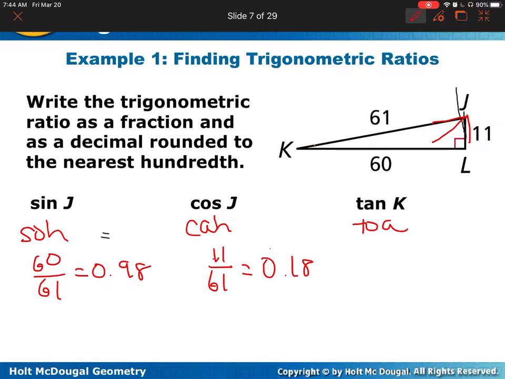And then TOA is our tangent, so we have our opposite. We're looking at K this time, so I'll change colors here. So opposite is 11 over our adjacent, which is 60. And that comes out to be 0.18, the same thing. So hopefully that is a review from last Friday's lesson. But if you need to, you can go back and look at it again and pause the video, rewind, all that kind of stuff.